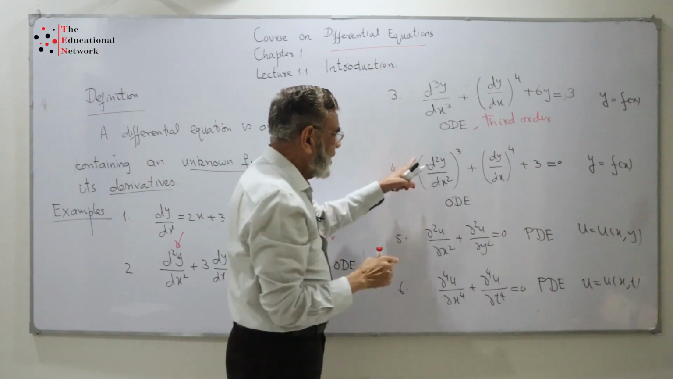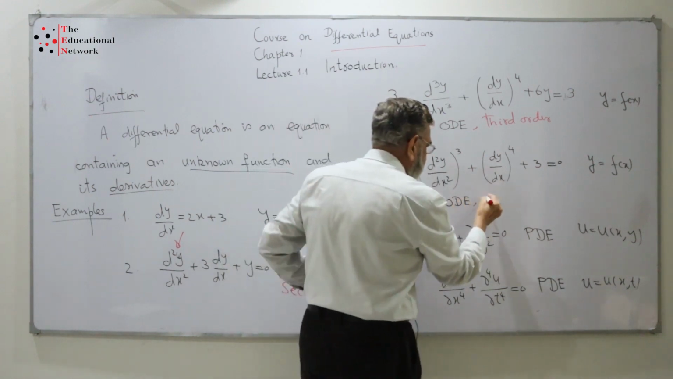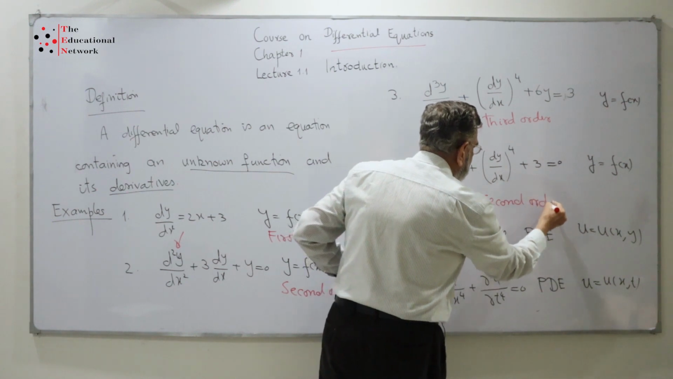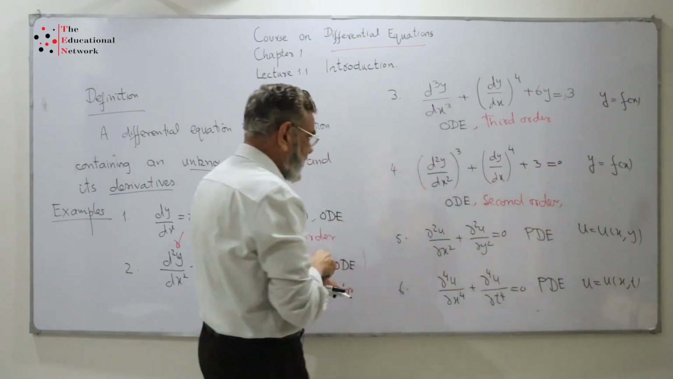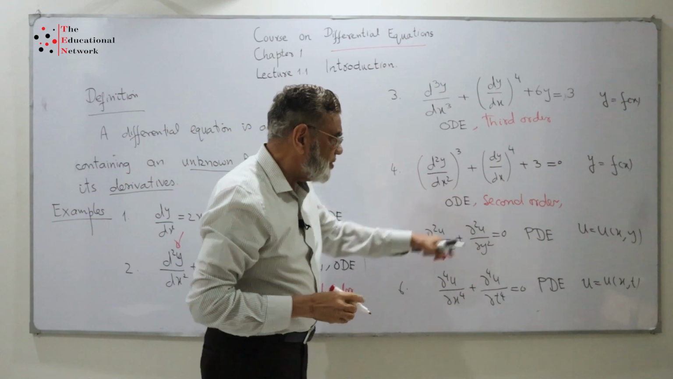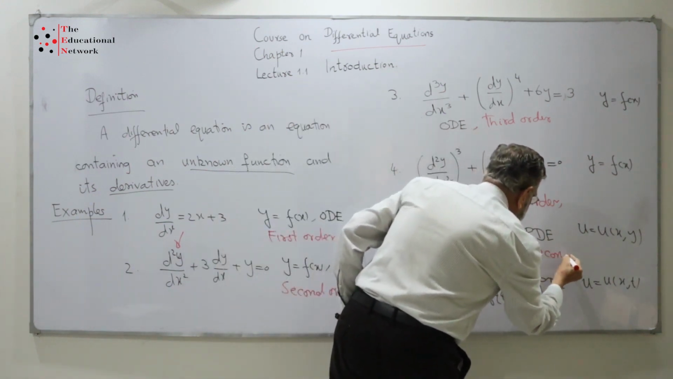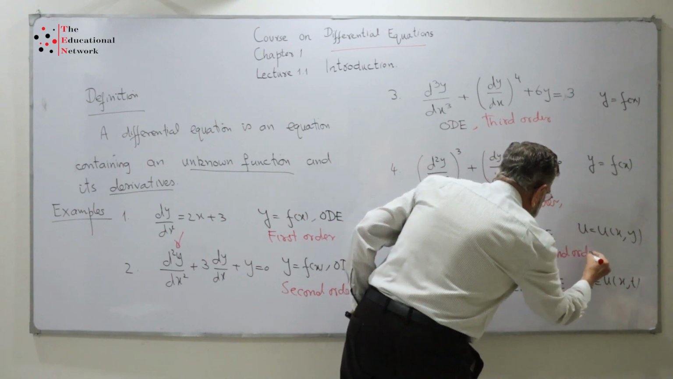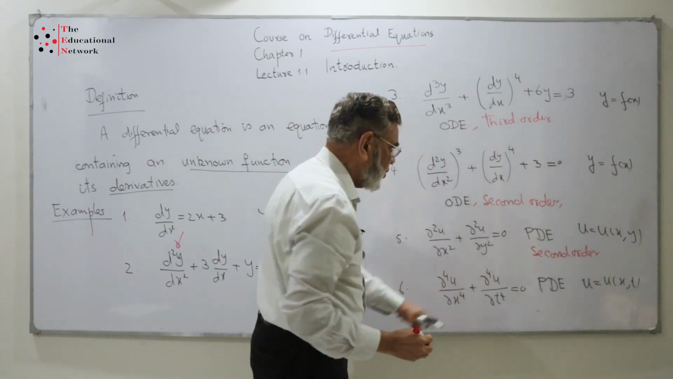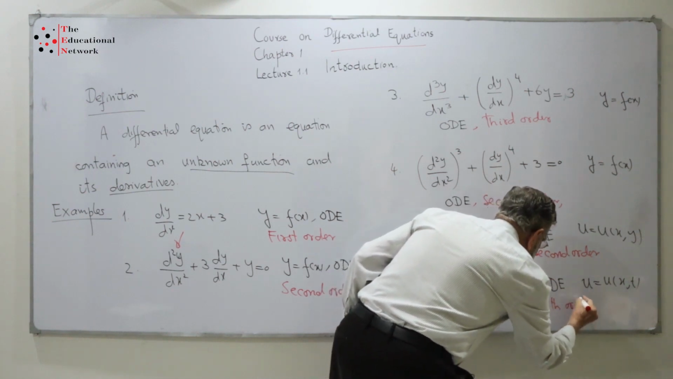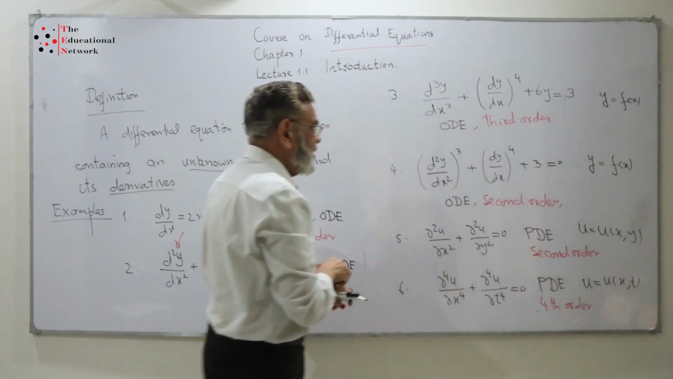Here we can see the order is 2, so it's a second order differential equation. And here the order of this one is 2, so it's a second order partial differential equation. Also here the order is 4, so it's a fourth order partial differential equation. So this is with respect to order.